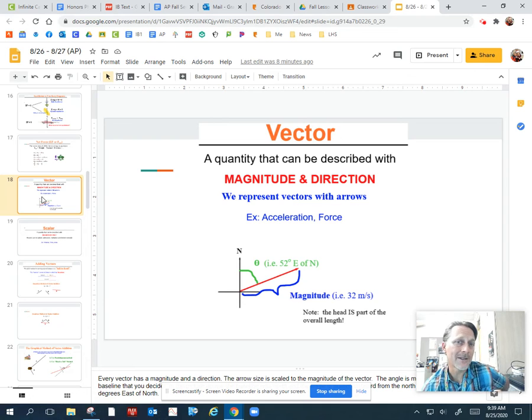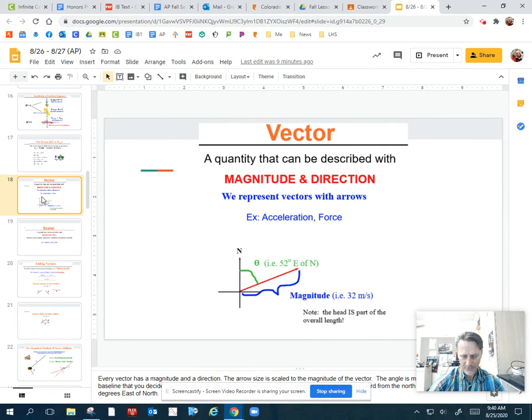So understanding what vectors are in general. Vectors are quantities that have magnitude and direction. And in physics, we define vectors by drawing arrows. The length of the arrow, we scale up to the magnitude. And oftentimes we'll write the number of the magnitude. So for instance, in this case right here, the magnitude of that red arrow is 32 meters per second.